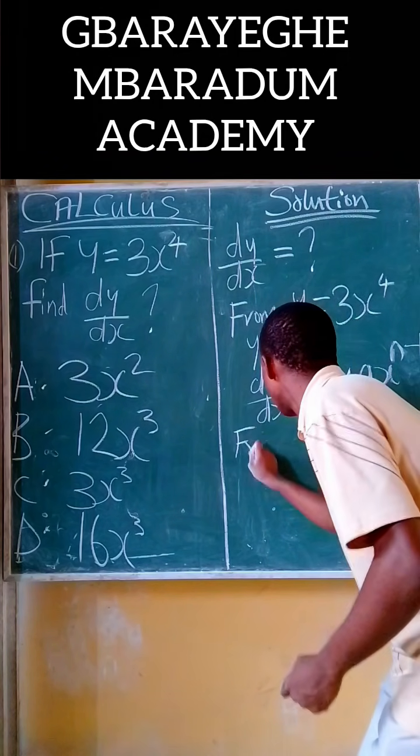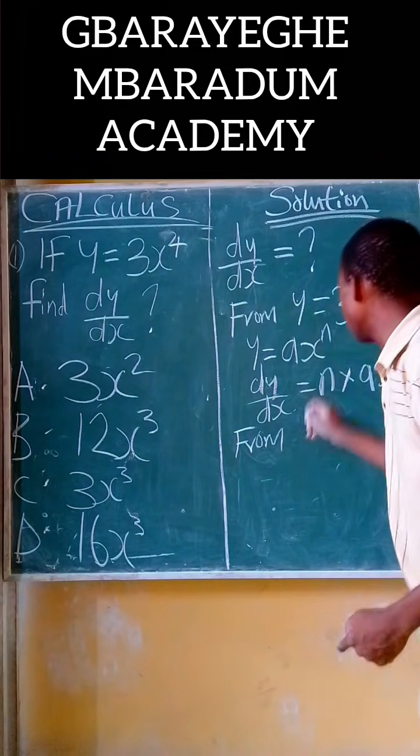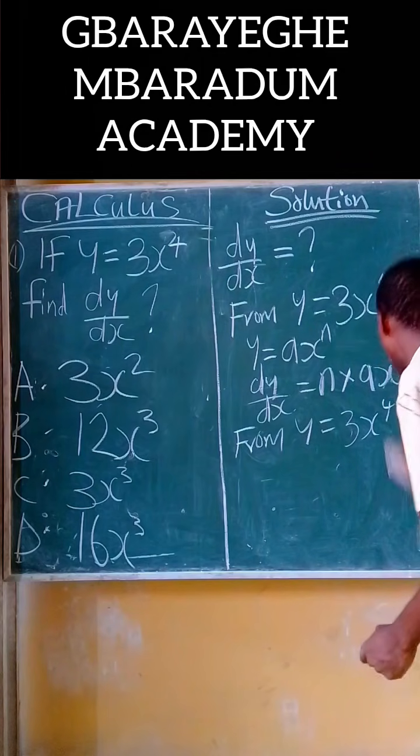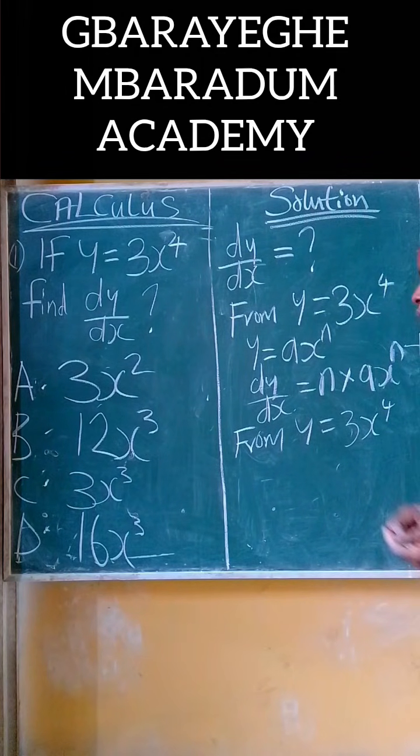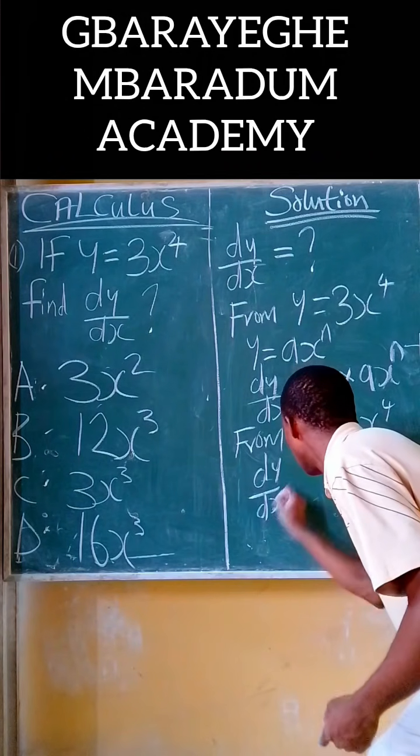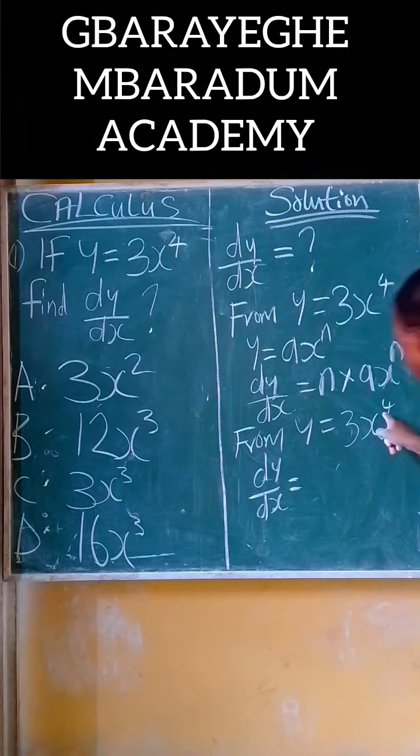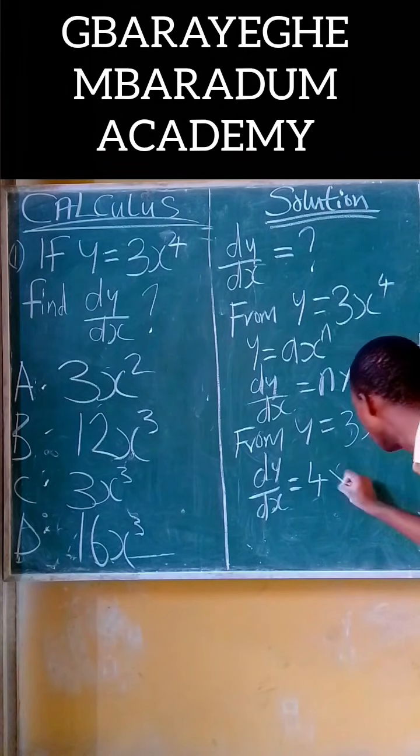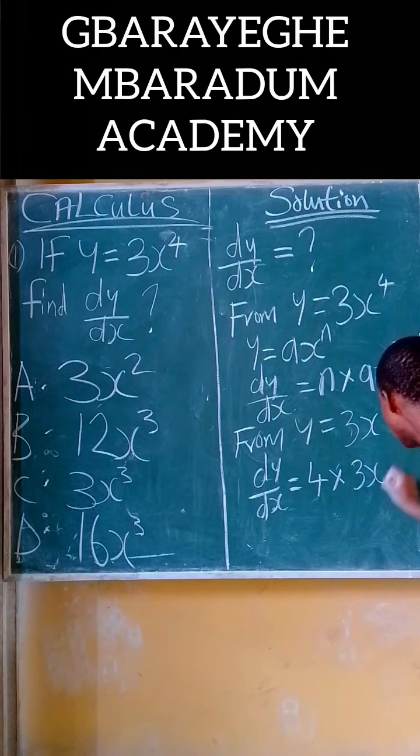So from y equals 3x raised to the power of 4 that they gave us, for us to get dy over dx, this power now will come down and multiply the entire function, which is 3x raised to the power of 4, then minus 1. We subtract 1 from the power. So we're going to have this here.